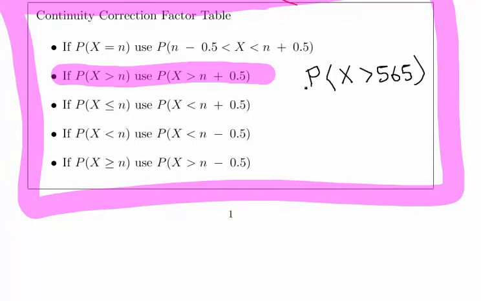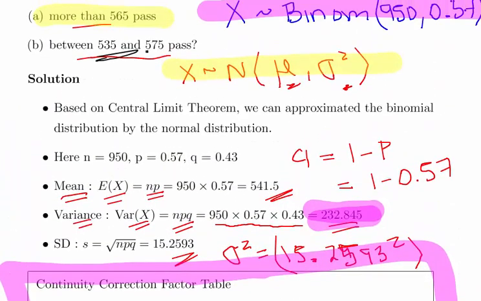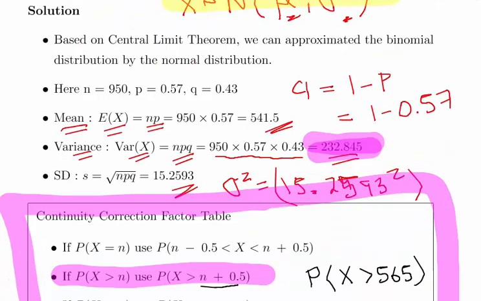So when we use our normal distribution, we'll just replace 565 with 565.5. Now, x less than or equal to n. We're going to be using this in this question here. I'll come back to this one shortly, actually. We'll just start off with the first one.